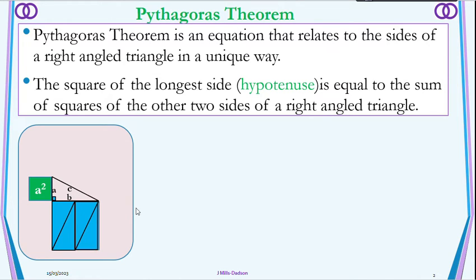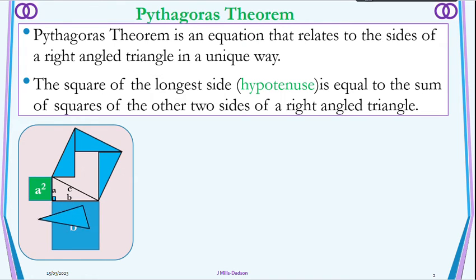So let's see. That's the first one. Second one, the third one, the fourth one, and now I'm going to move this square in there, and that forms C squared. So that is C squared. As you can see, the four right angled triangles in the green all together make C squared, and so A squared plus B squared is definitely equal to C squared.